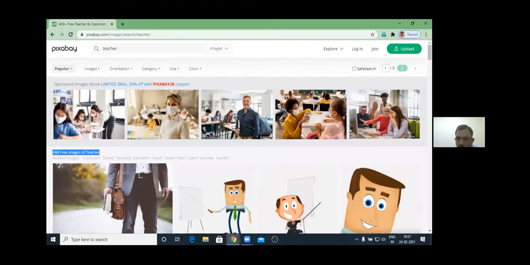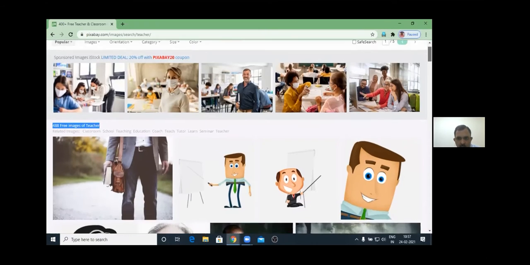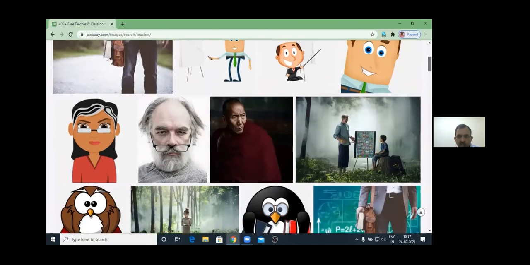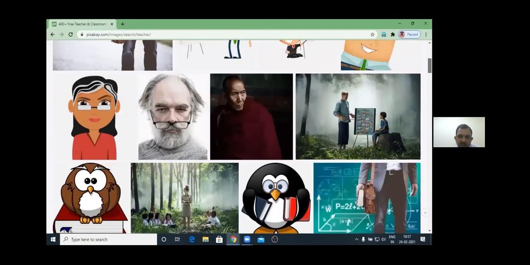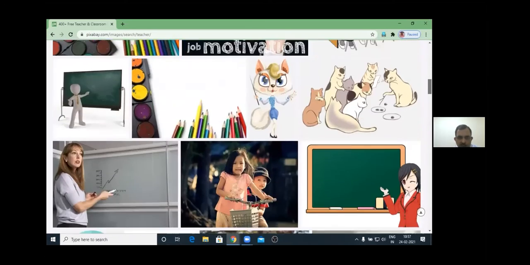Is it visible? What I'm talking about, 488 free images. Yes, sir. So this is always below the first line. When you see this, you explore the images. Which image do you want to use? You may want to use an image in your PPT, in your course page, or in your text. Wherever you want an image, you can use it.